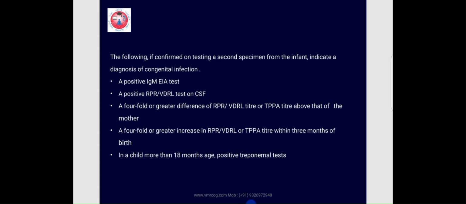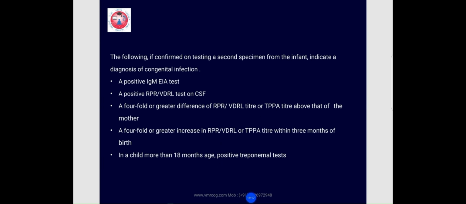So how will we diagnose serologically? Presence of IgM EIA test, positive VDRL RPR on the CSF, and VDRL RPR or TPPA difference between the mother and the fetus, the neonatal sample showing higher titers than the mother, or if we repeat the sample on the neonate over a period of 3 months and the titer is increasing, or if the child is more than 18 months of age, a positive treponemal test will indicate the congenital syphilis.